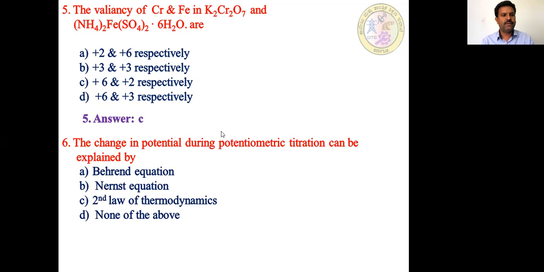Question number 6. The change in potential during potentiometric titration can be explained by option A, Bernd equation, option B, Nernst equation, option C, second law of thermodynamics, option D, none of the above. As we discussed, the change in potential during potentiometric titration can be explained by the Nernst equation. Hence the right answer is option B.